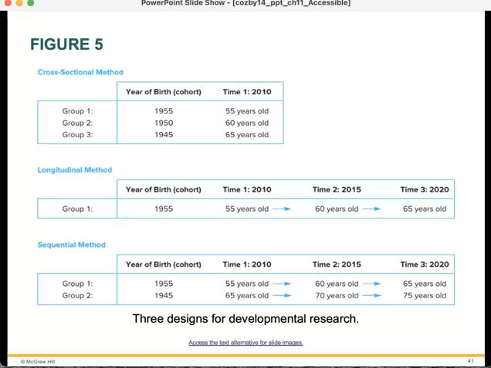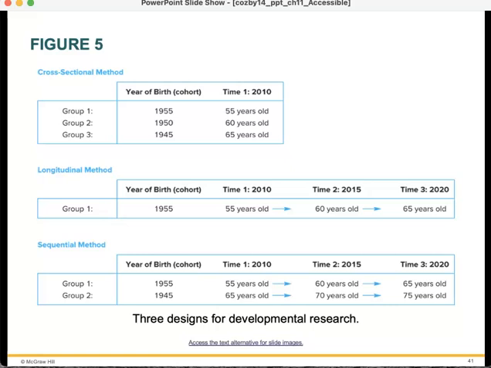So the first phase of the sequential method begins with the cross-sectional method. For example, you would study groups 55 and 65 years old. And then these individuals are studied using the longitudinal method, with each individual tested at least one more time.